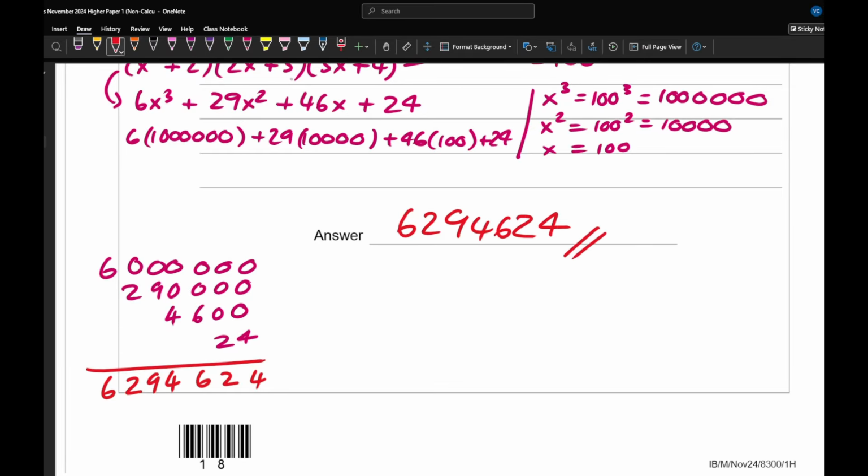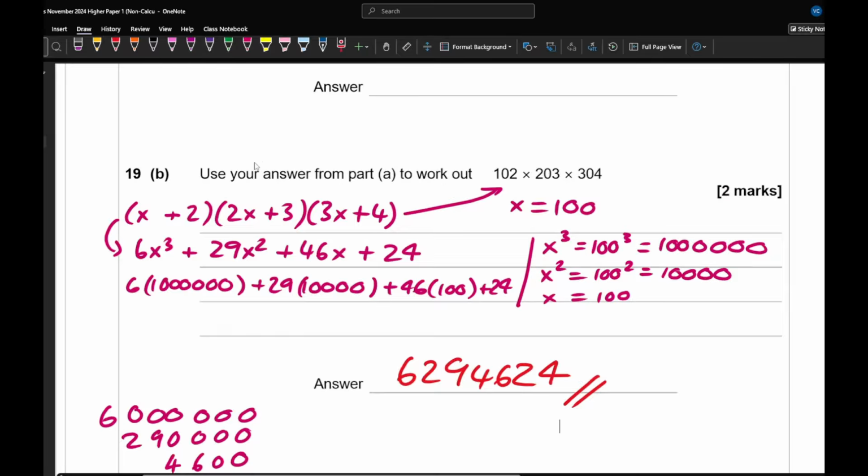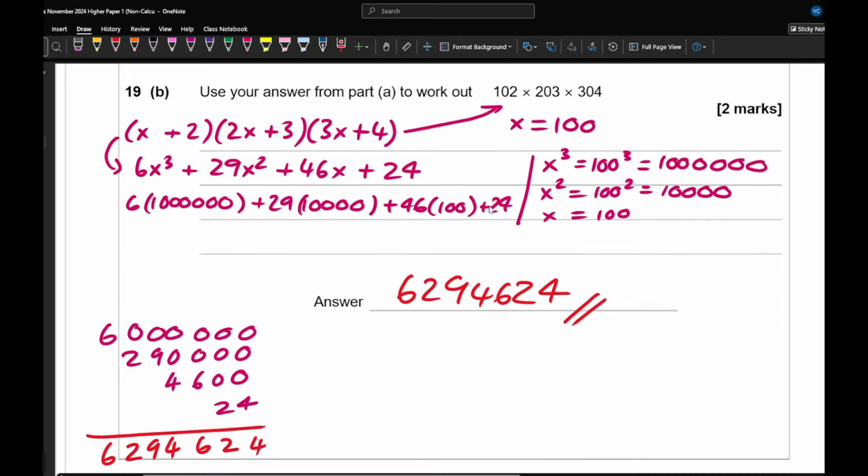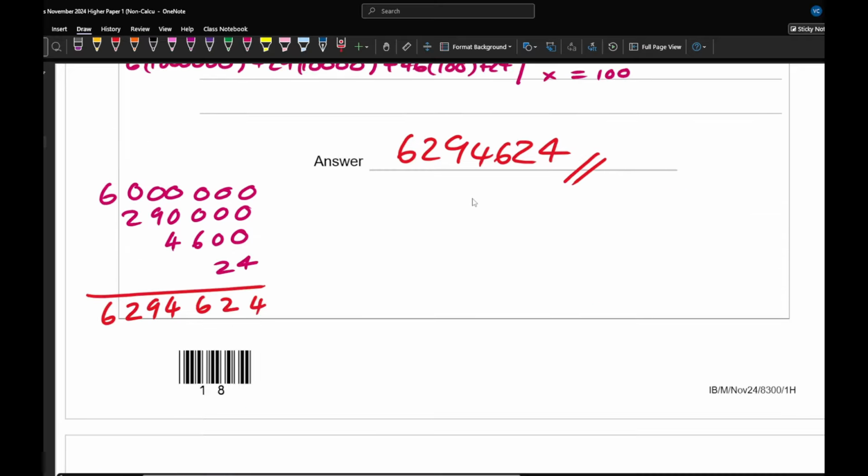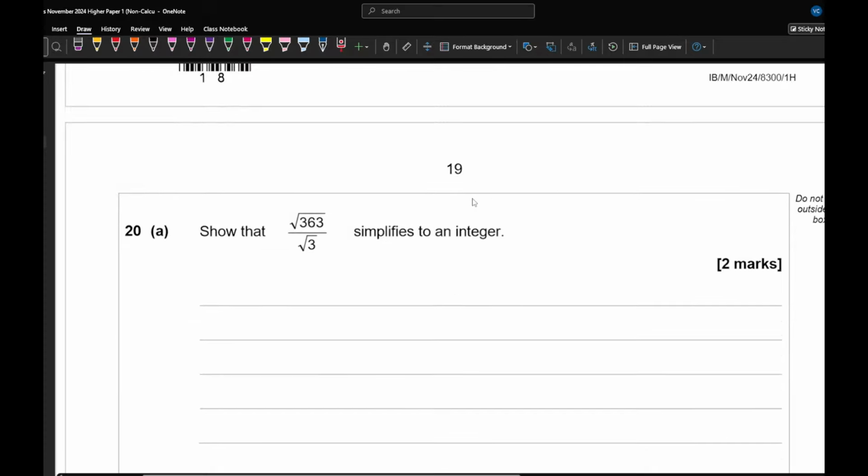6294624. Now it's really important that you do use your answer in part A, so you won't get any marks if you actually work out what those 3-digit numbers multiplied together are using a grid method or any other method apart from using part A.